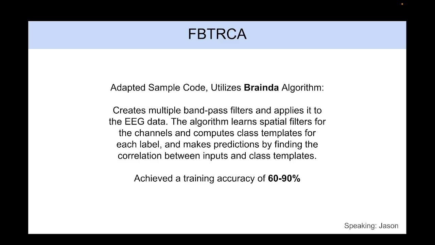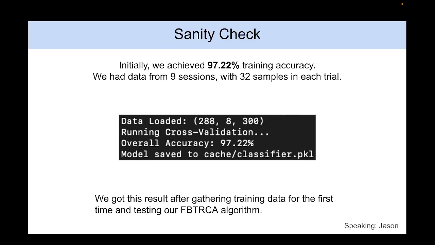When we actually applied the algorithm, we saw some interesting results. Initially, we had a training accuracy of 97% for 9 sessions when we ran cross-validation on our FBTRCA model. Our model was probably overfitting to that specific train set, since when we used the model the next day, the accuracy was extremely low in practice, around 20%. Small differences such as hair positioning, electrode placement, and gel differences can cause such inconsistent results. Thus, our FBTRCA algorithm had varying prediction accuracies across days, but it was generally around the 60 to 70% range, which is still higher than our baseline.